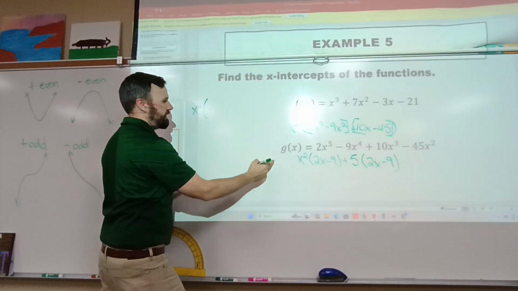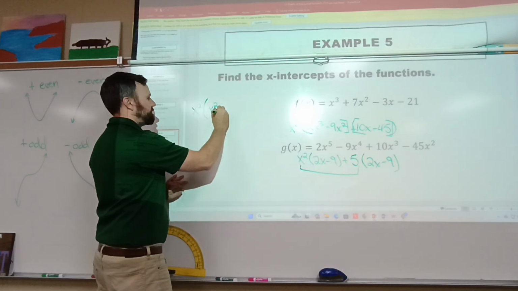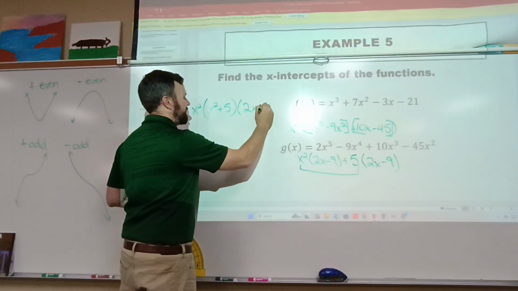I'm going to write it over here. What can I do with these two? Combine them. And then the 2x minus 9.